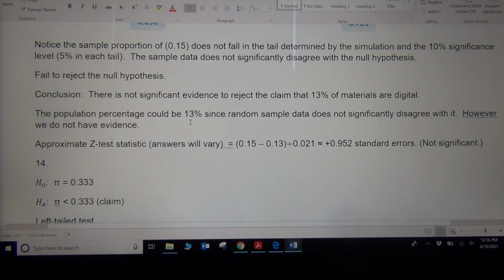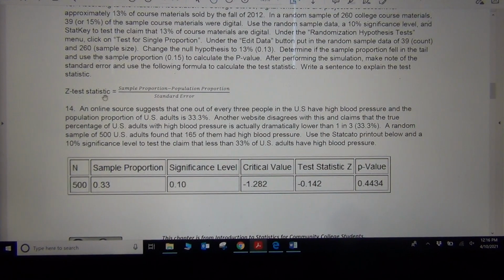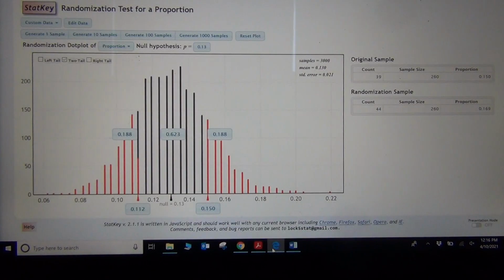Now, how about this? Usually we don't really need the test statistic. We're done right now. But the problem actually asked you to calculate the test statistic, just to give you some practice with it, right? And if you remember the z-test statistic, they put the formula here. Take the sample proportion, that was 0.15, minus the population proportion in the null hypothesis, that was 0.13, and then divide by the standard error. Now, where do we find the standard error? Well, if you look on my simulation here, standard error is right here, and it says 0.021.